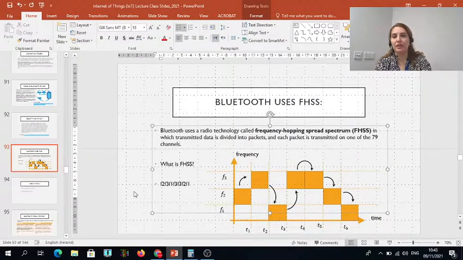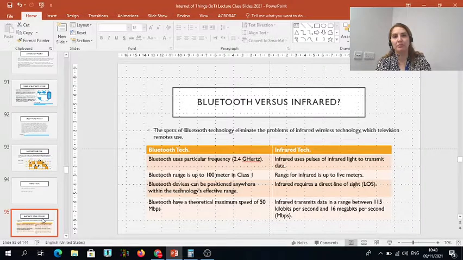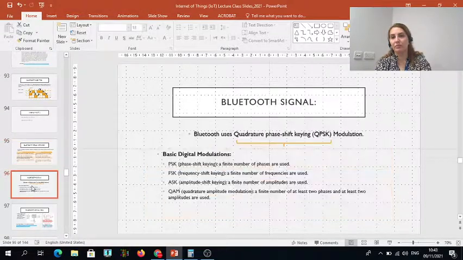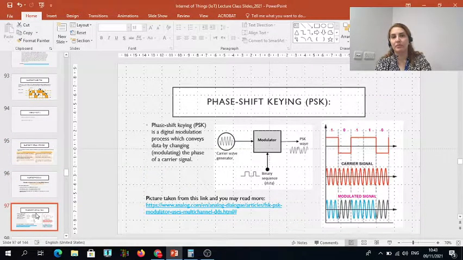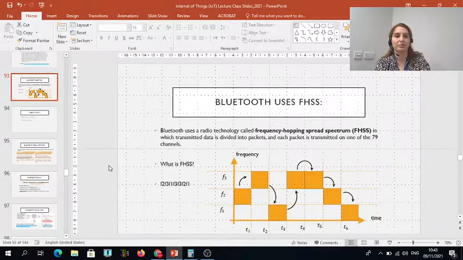I'm going to have, I think if I'm not mistaken, a couple more slides comparing Bluetooth with infrared and another protocol, and then we move to another. Or I think I have a few more slides for Bluetooth, and then we move to another protocol.